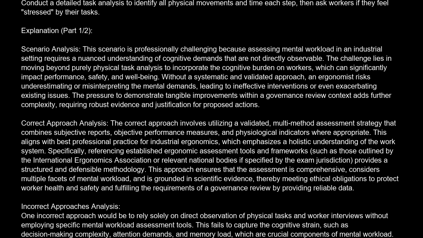This approach ensures that the assessment is comprehensive, considers multiple facets of mental workload, and is grounded in scientific evidence, thereby meeting ethical obligations to protect worker health and safety, and fulfilling the requirements of a governance review by providing reliable data.